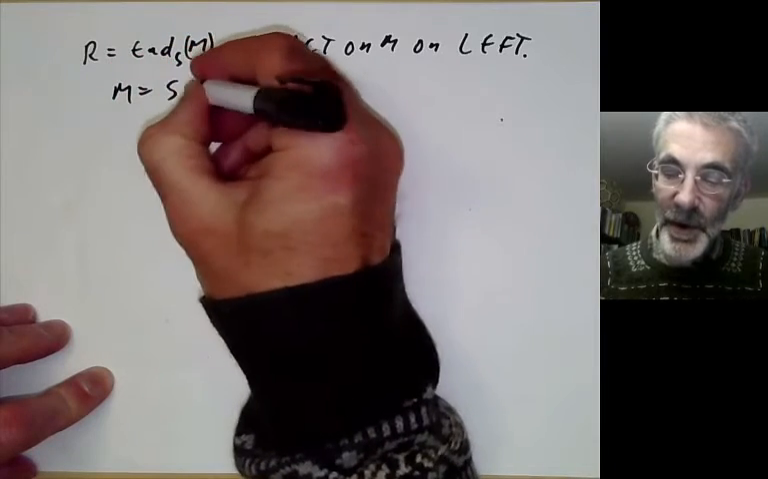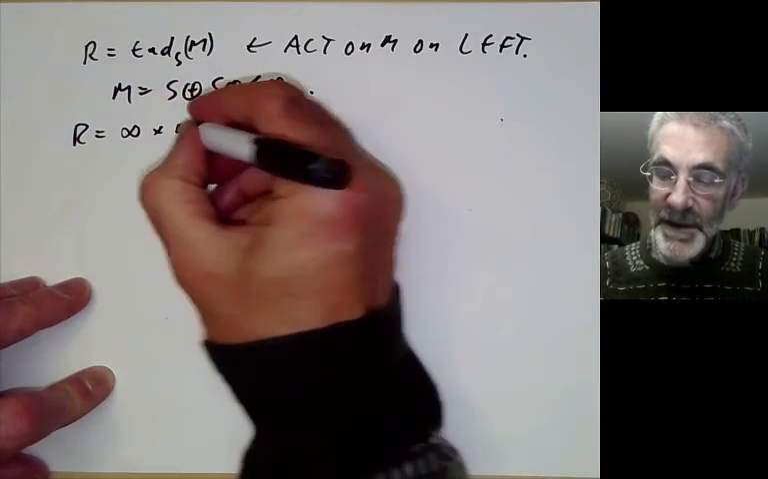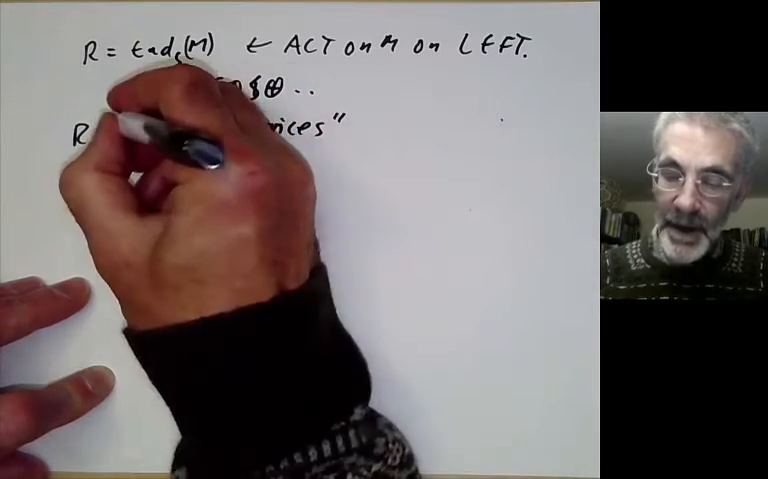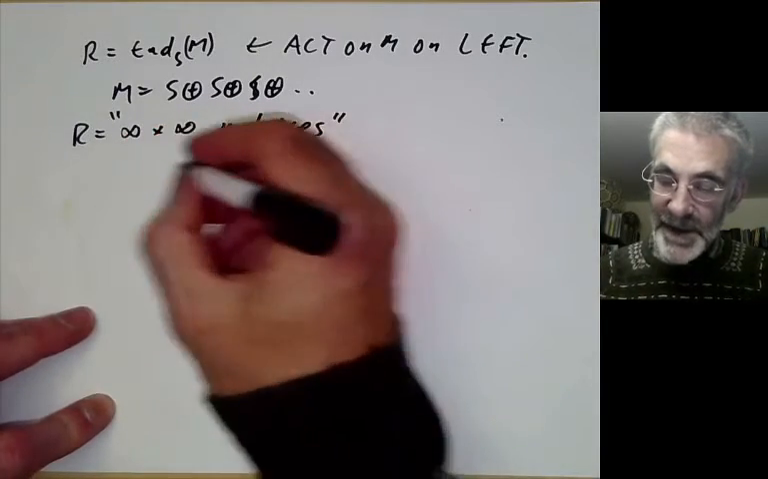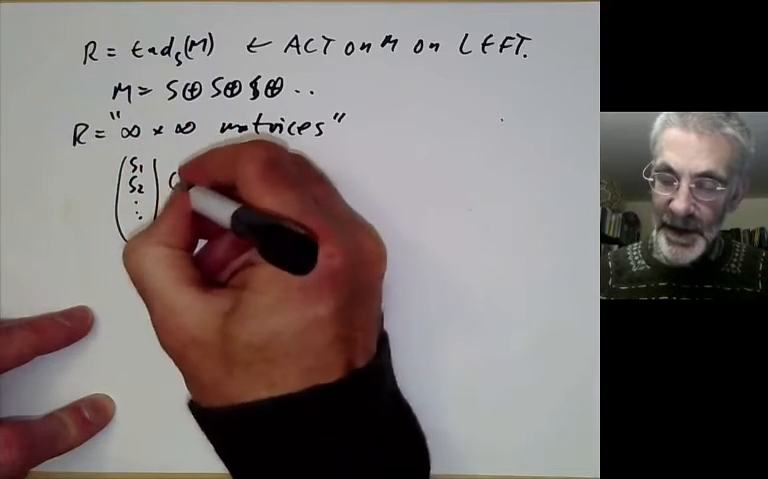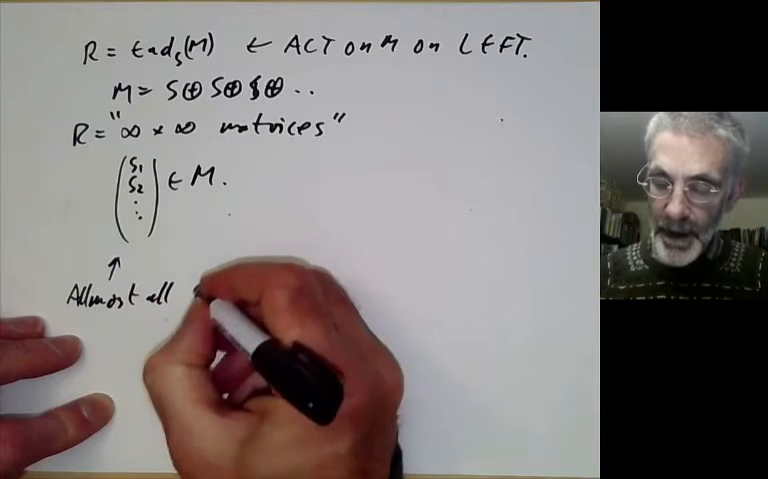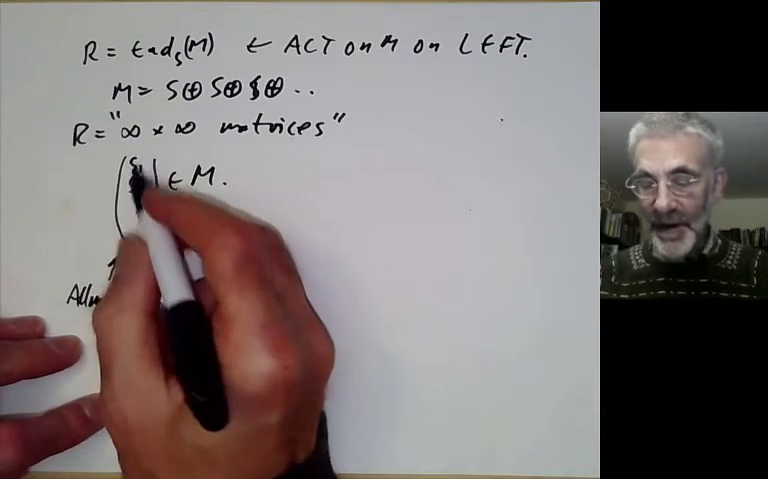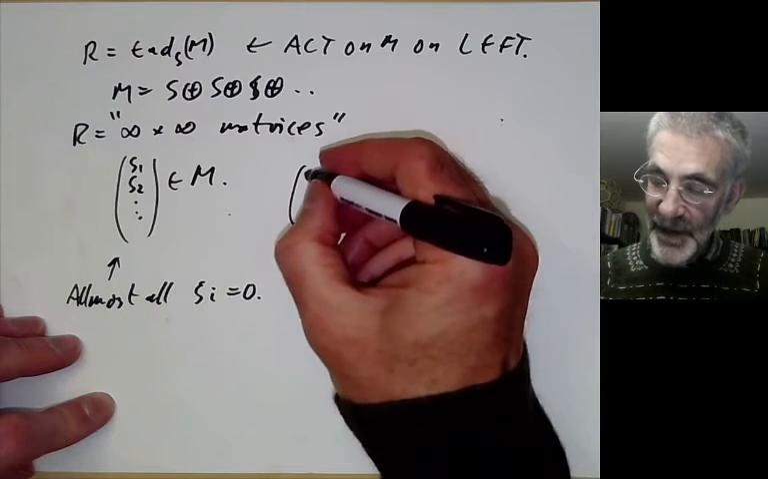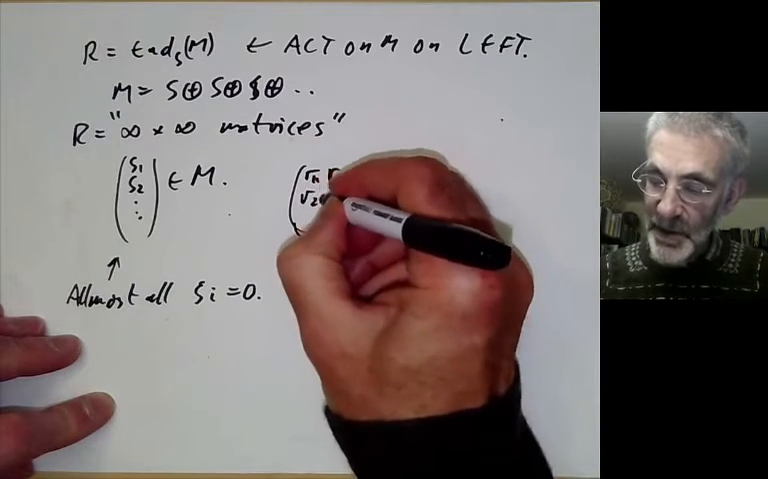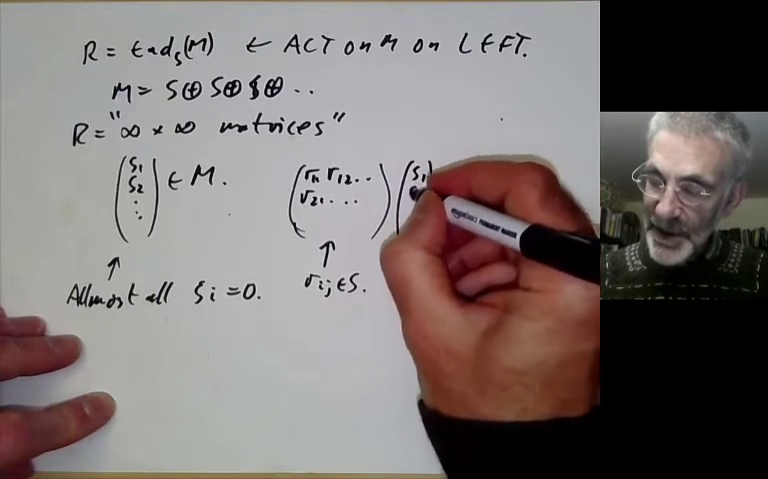And let's have a look at what this looks like in some simple cases. For example, if M is the sum of infinitely many copies of S, then R is more or less infinity by infinity matrices, except we've got to be a bit careful. It's not quite the infinity by infinity matrices. So if we write an element of M as a tuple (s1, s2, and so on) in M, where we notice that almost all s_i are equal to 0, that means all but a finite number. Then if we want an element of R to act on this, it looks like this. We have elements r11, r12 and so on, r21, and so on. So the r_ij are all going to be in S, and this acts on (s1, s2, and so on).